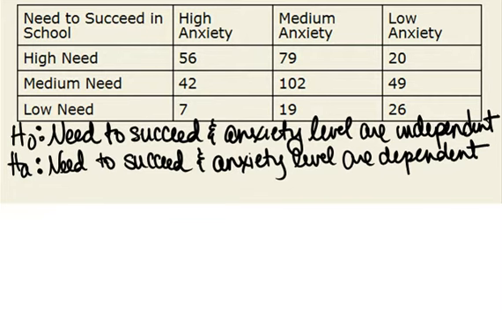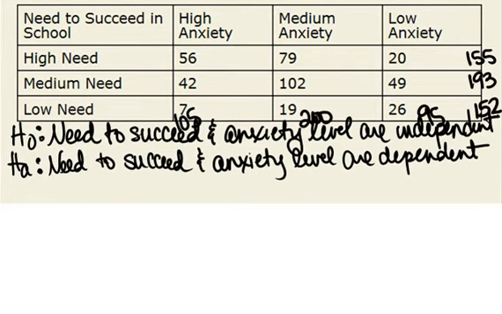Now, in order to get our test statistic to find out if these variables are independent or not, we need to get our row totals and column totals in our table because they have not been provided for us. So for the first column, high anxiety, you would just add up 56, 42, and 7, and you would get a total of 105. And you'll do this for the other columns, and you'll also do that for the rows. So for high need, 56, 79, and 20 give you a total of 155. So I will include the rest of these totals here for you.